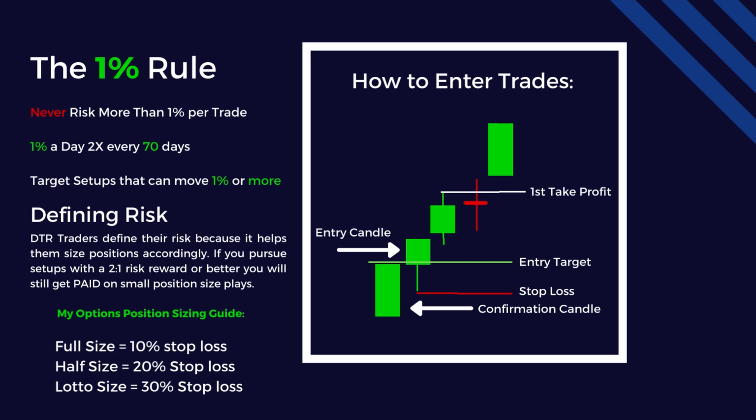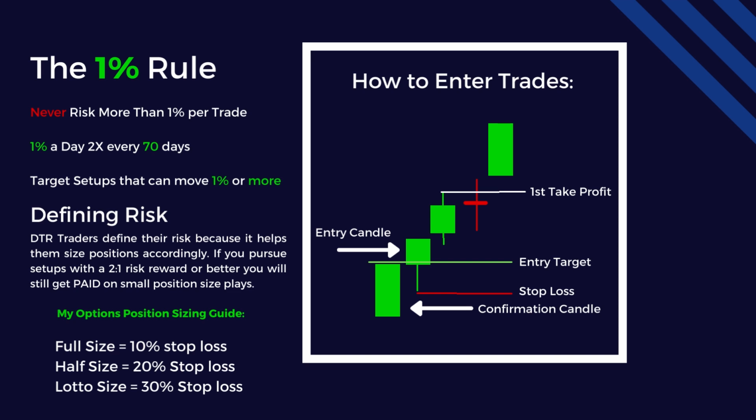And then when we're targeting our setups, right, we always want to be going after moves that give us a 1% move or more. The best traders define their risk because it helps them size their positions accordingly. If you pursue setups with a 2-to-1 risk reward or better, you're always going to get paid on small position size plays. So keep your position sizing and risk consistent, right? Never allow yourself to lose more than the number that you've got set, and then everything else will take care of itself.